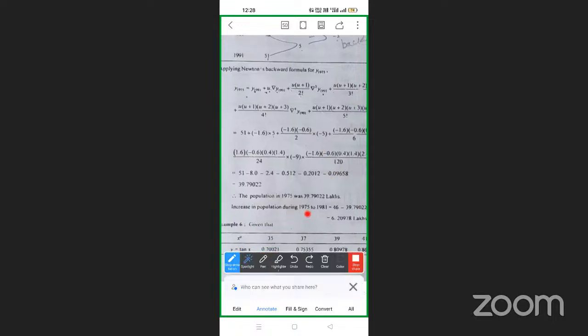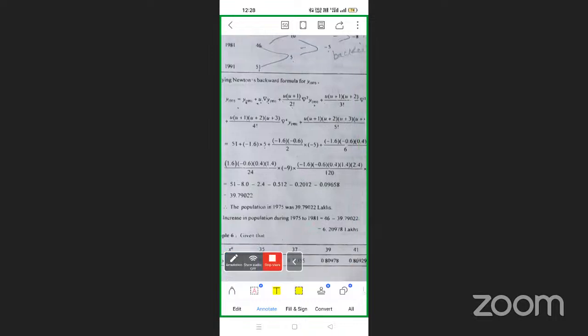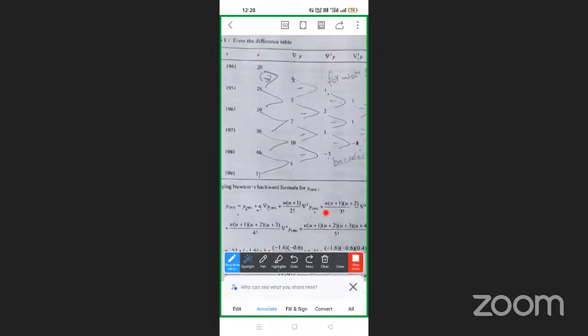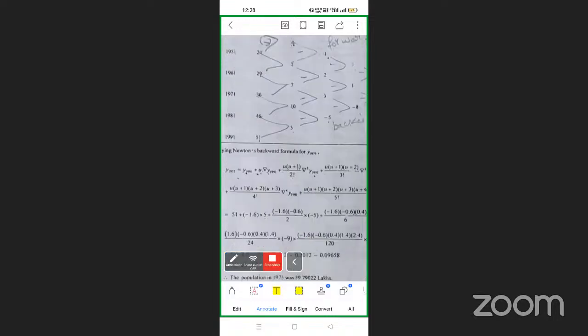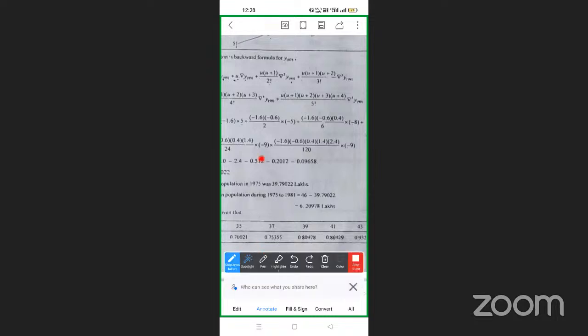Increase in population during 1975 to 1981. The 1981 population is 46, minus the 1975 population, 39.79022. So this is the increase in population from 1975 to 1981, 6.2978 lakhs. So this is the increasing population.